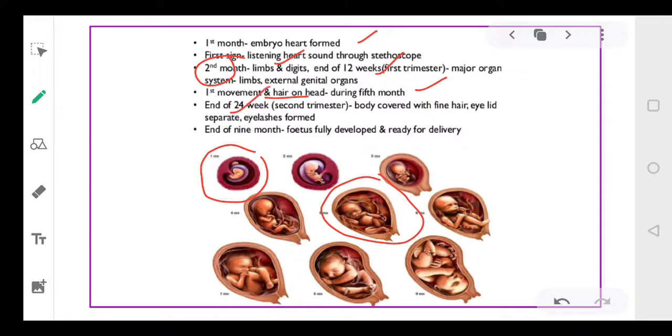Then at the end of 24 weeks, that is your second trimester, that means after 6 months, the body is covered with fine hairs. There is a development of eyelids and eyelashes. And at the end of the 9 months, the fetus is fully developed and ready to be delivered. So this is your 9 months child. You can easily see the growth is perfect, isn't it?